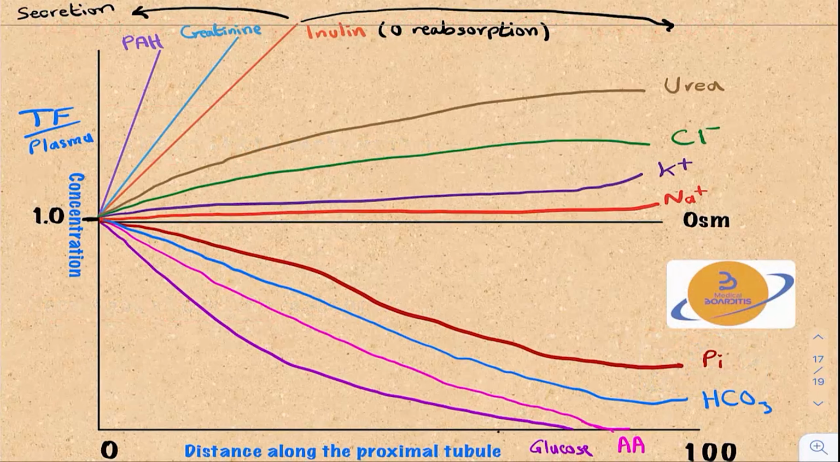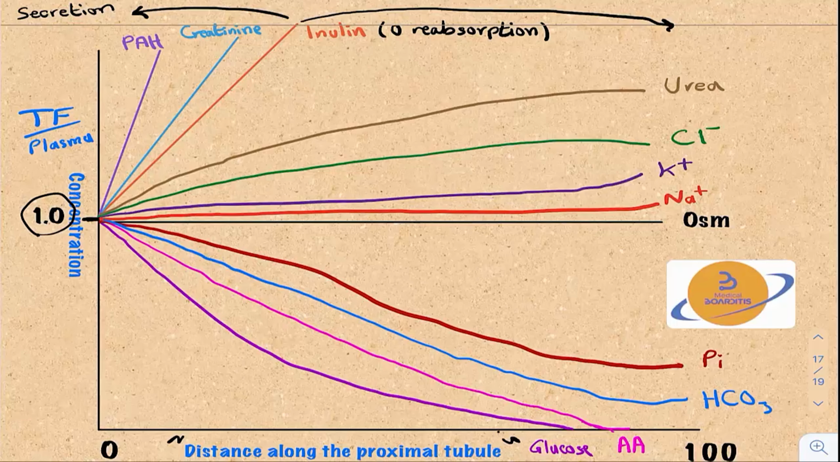Finally, let's discuss this very high yield chart that represents the reabsorption of different solutes along the tubular lumen. The horizontal line here represents the distance along the proximal tubule, and the vertical line represents the osmolarity of the tubular fluid compared to the plasma. At 1, the osmolarity of the tubular fluid equals the osmolarity of the plasma.